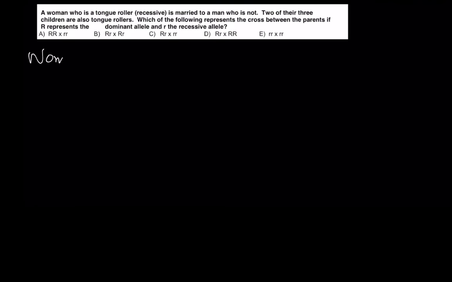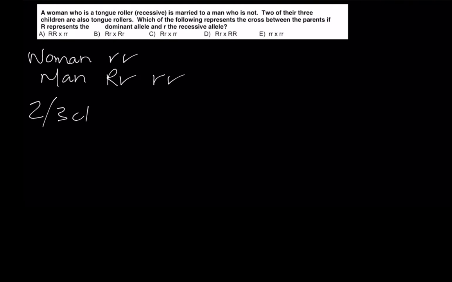So we know that the woman is able to roll her tongue, so she has to be homozygous recessive. While the man, we're not quite sure, but we can get his genetic makeup or genotype based on the offspring that they have. So he can either be heterozygous for the trait, big R, little r, or he can be homozygous like the mother. So we know that two of the three children are able to roll their tongue, which means that their genotype has to be homozygous recessive.